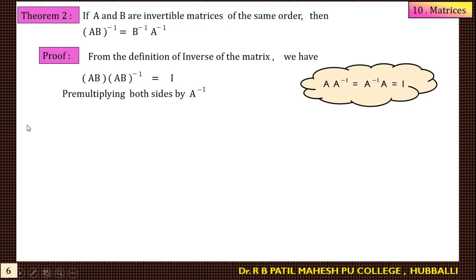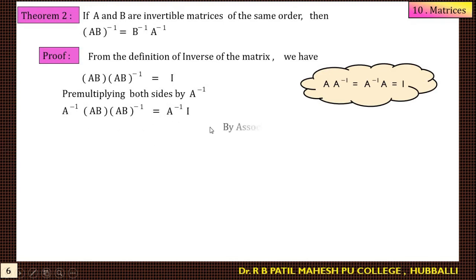Okay, now let me pre-multiply both sides by A inverse. A inverse into AB whole inverse is equal to A inverse I. See, before the term on the left side it is written, here also before the term on the right side it is written. So this is the method of adjusting in the case of a matrix equation.